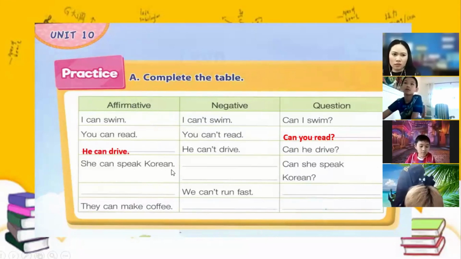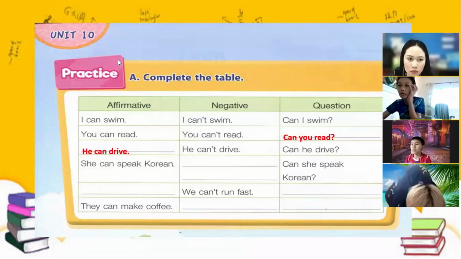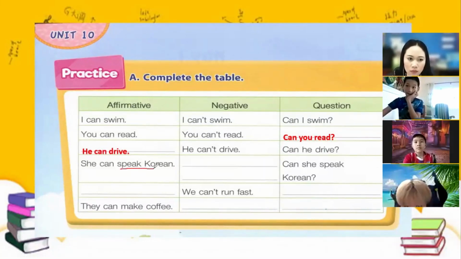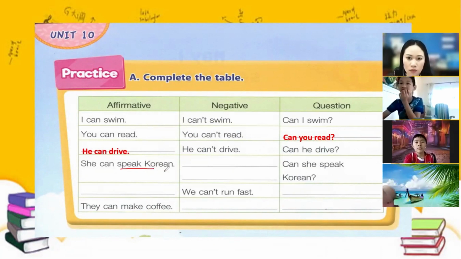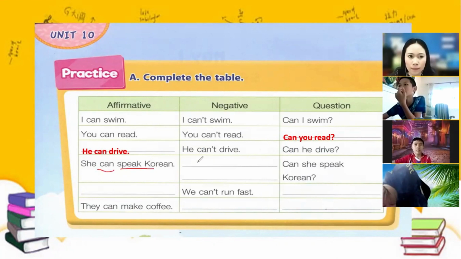Okay, now here, she can speak Korean. She can speak Korean. So as you can see here, speak Korean. They are talking about a language, the Korean language. So what is it? It is ability. Not every person can speak Korean. So somebody who can speak Korean has the ability. So we use can here. She can speak Korean. So the negative sentence will be she cannot speak Korean or she can't speak Korean.